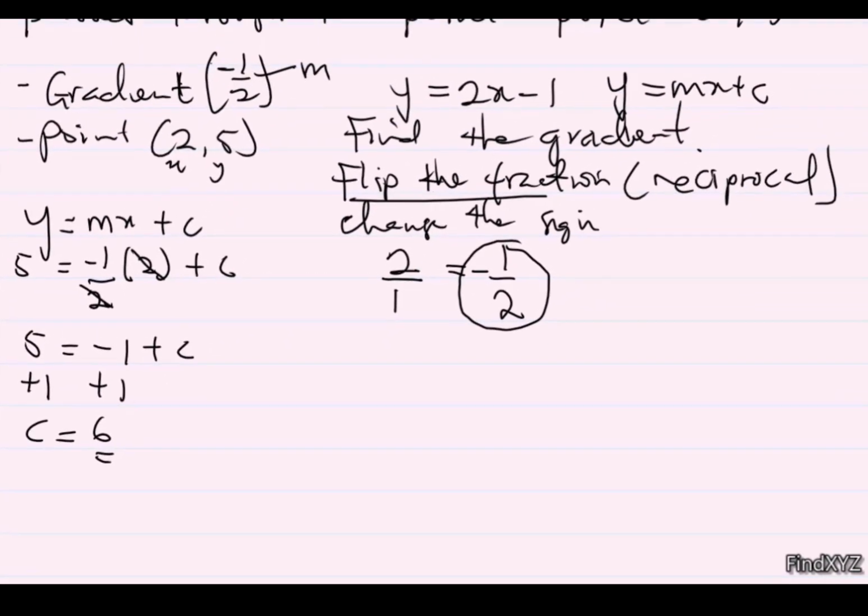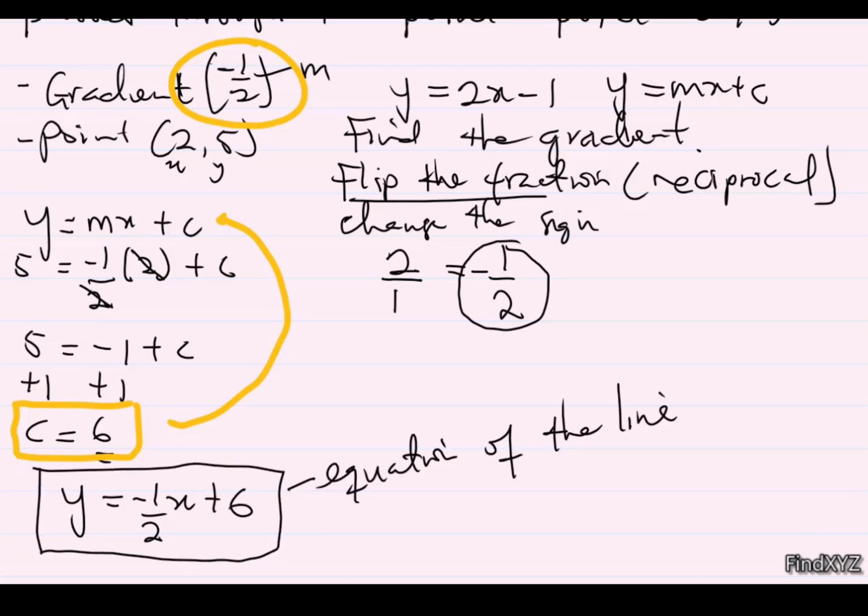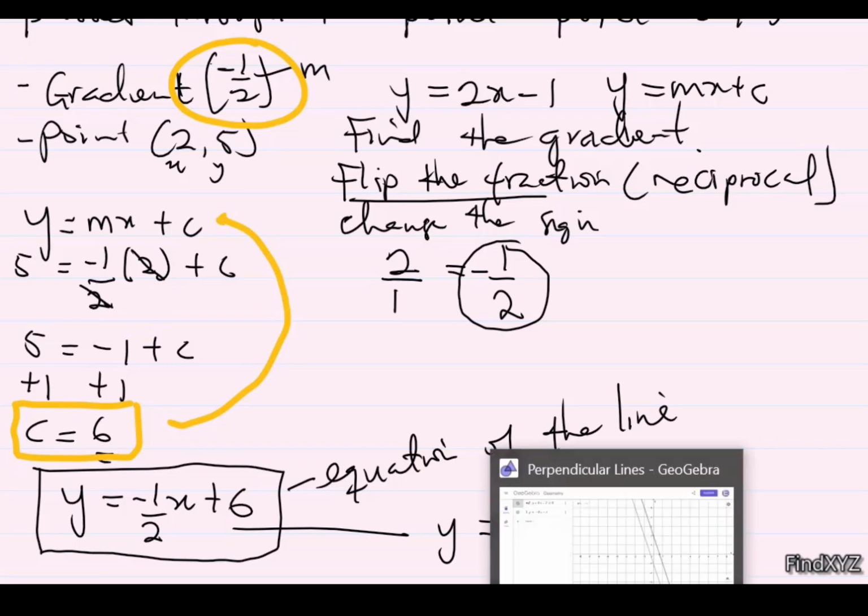Then once we have c and we know our gradient, we'll just substitute it in the slope intercept form. So our final equation will be y is equal to, what is the gradient? Negative 1 over 2 multiplying x plus c. What is c? That is 6. So this is our equation of the line. Now this equation is perpendicular to y is equal to 2x minus 1. What does this mean? It means that these two lines will meet at an angle of 90 degrees, exactly 90. So let's find out. Let's go to GeoGebra and plot this and see whether these two lines will meet at an angle of 90 degrees.